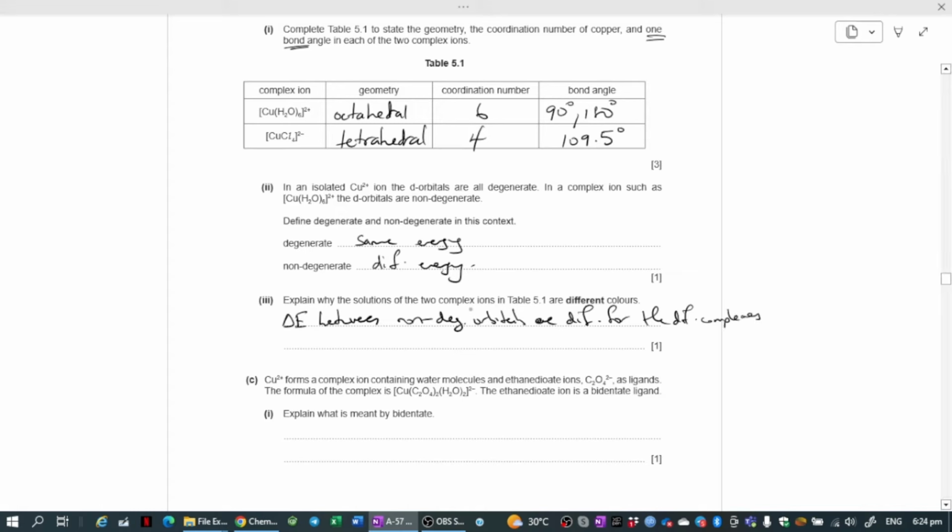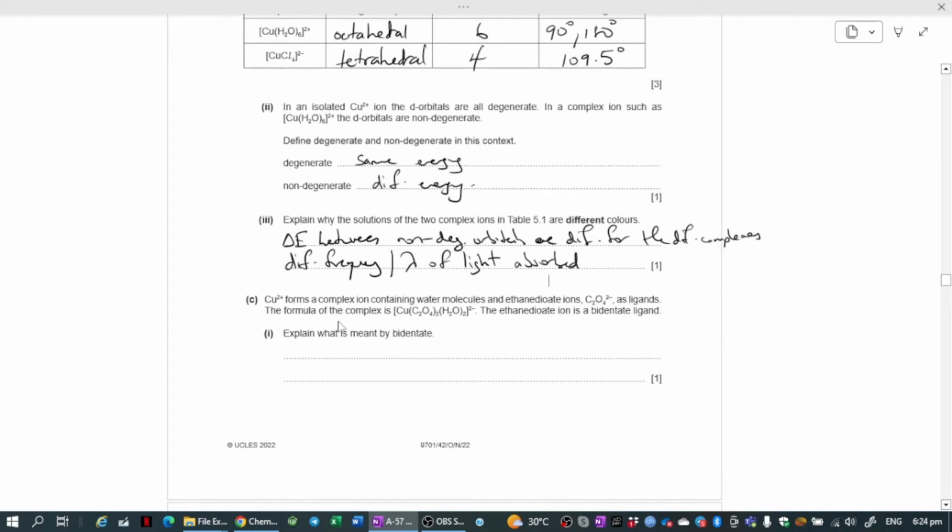And because this energy gap is different, it means that a different frequency or a different wavelength of light will be absorbed for the d-d transition. Well, it doesn't necessarily need to be a d-d transition, but there will be a different frequency or different wavelength of light being absorbed. And that is why they have different colors, because the color transmitted is complementary to the color absorbed. So we see different colors because the complexes absorb different colors. And the reason why they absorb different colors is because the energy gap between the non-degenerate orbitals are different for the two complexes, right?